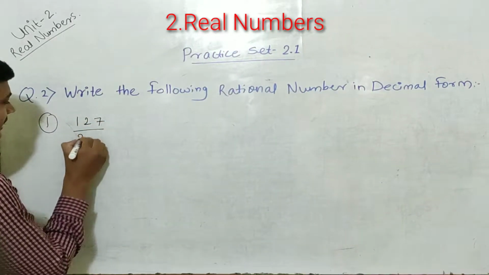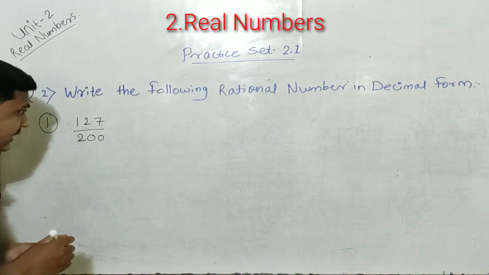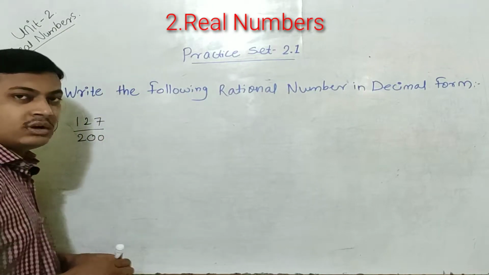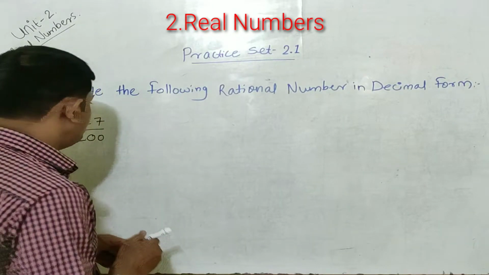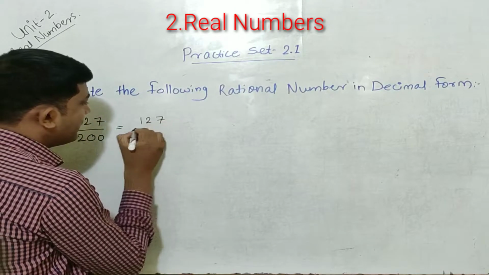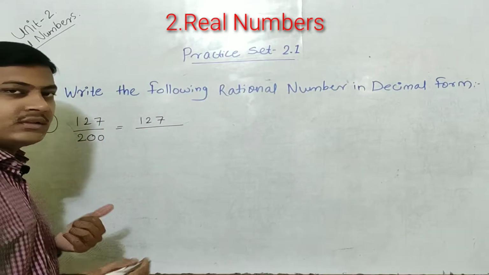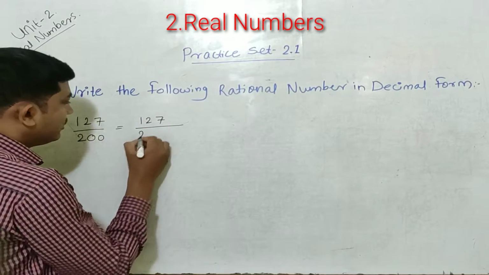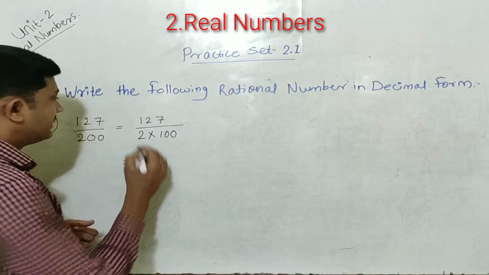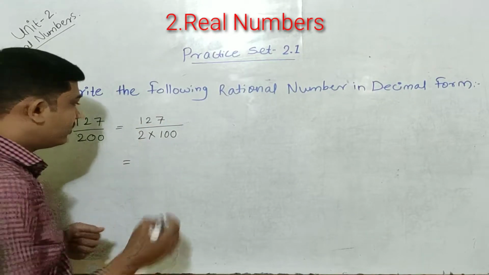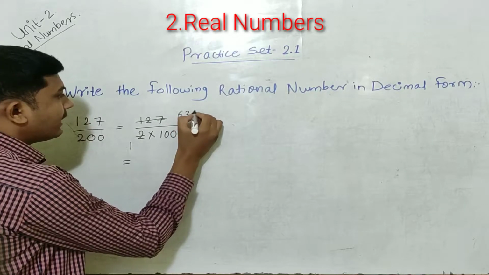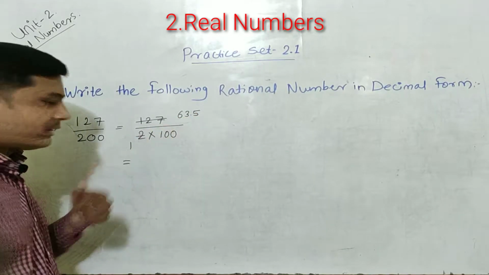127 divided by 200. Here we have to divide 127 by 200. So by the usual division method we have to solve it. First of all, 127 upon 200 can be written with the denominator as a multiple of 2, that is 2 into 100. Next, 127 can be divided by 2, that is 63.5, we get 127.